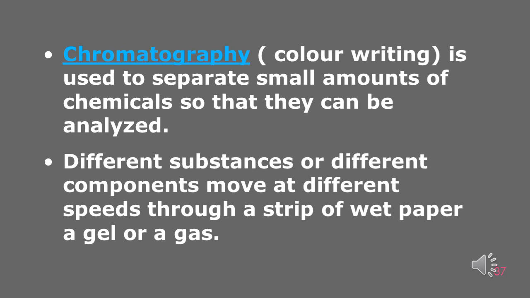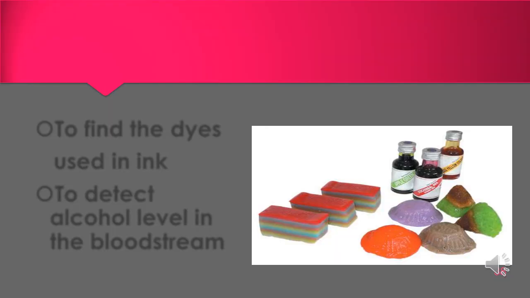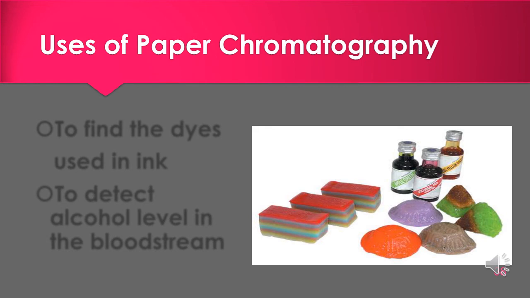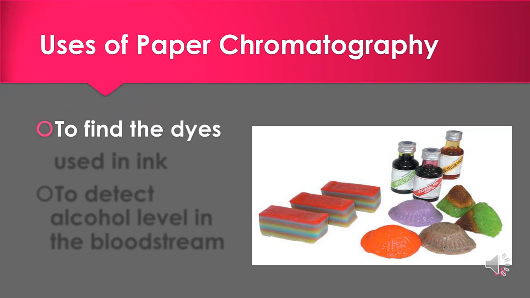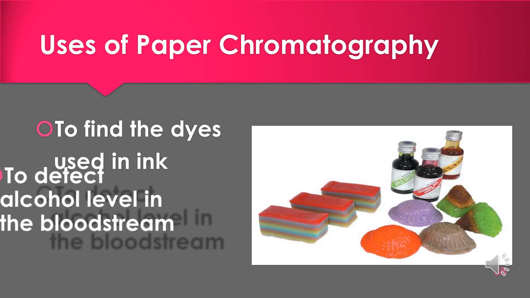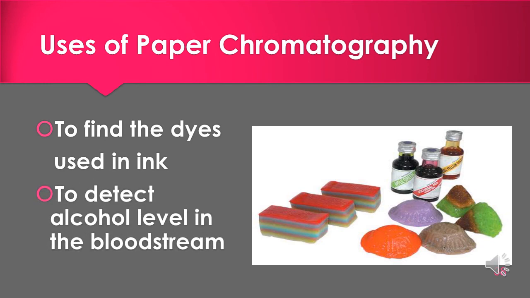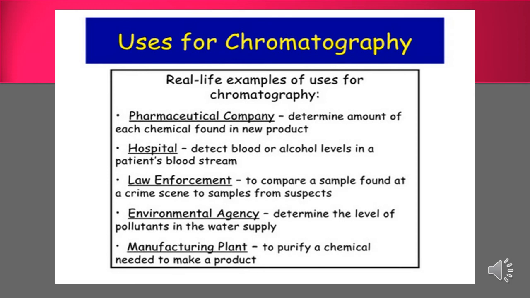So the material that is strongly attracted to the chromatography paper will travel at the slowest rate. So what's the purpose or the use of paper chromatography? Again, to find the dyes used in ink. What color, okay? And to detect alcohol level in the bloodstream. So it's used in hospitals, in laboratories, and even in forensics.